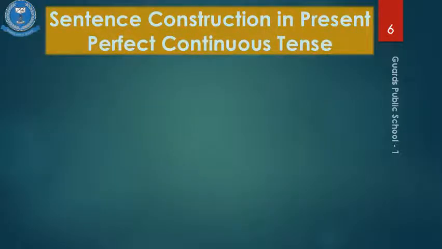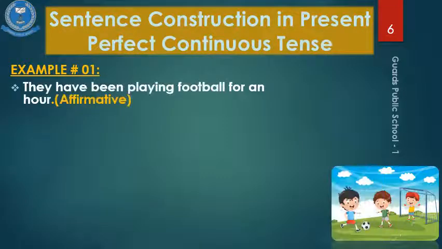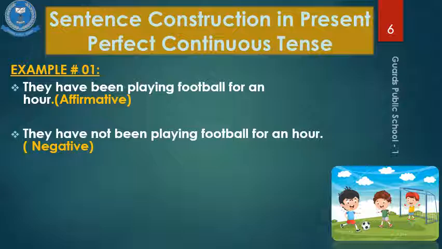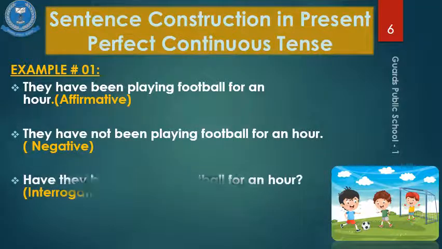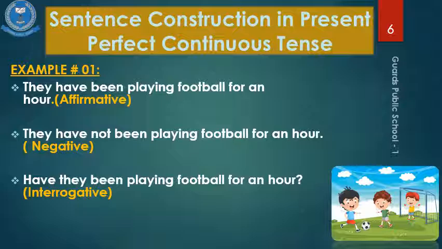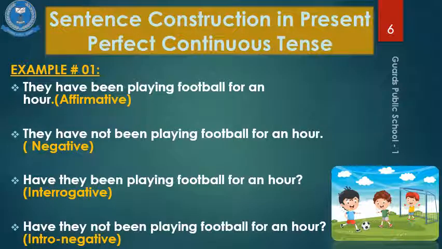And here we have examples of sentence construction in present perfect continuous tense. Our sentences are: number 1, they have been playing football for an hour. Affirmative. They have not been playing football for an hour. Negative. Have they been playing football for an hour? Question mark. Interrogative. And have they not been playing football for an hour? Question mark. Interrogative.